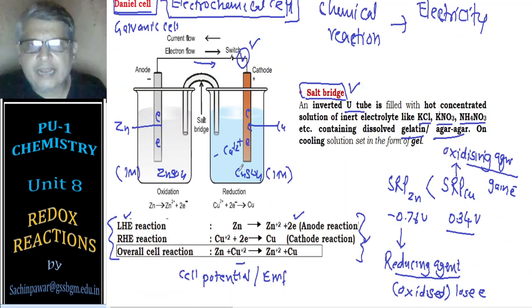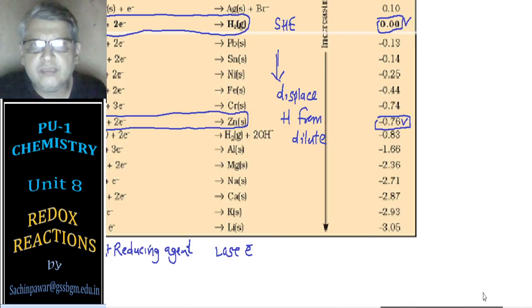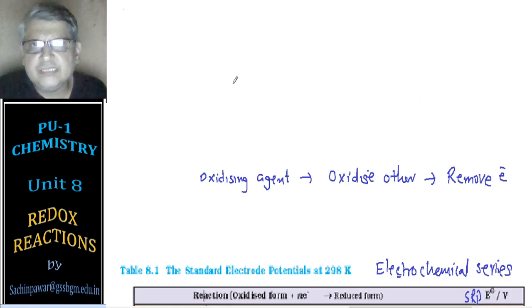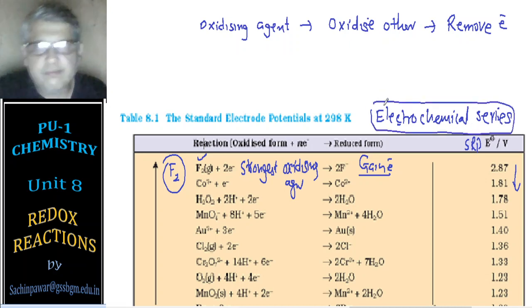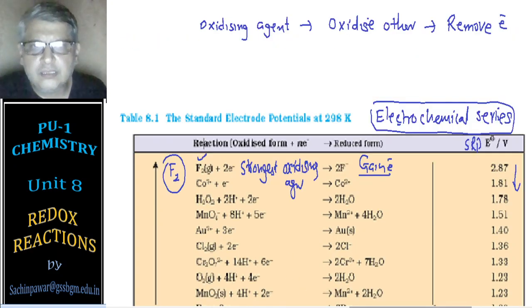And I have also discussed one important thing, that is how to identify which is a better reducing agent and which is a better oxidizing agent. For this we have seen the electrochemical series also. And this completes the topic.